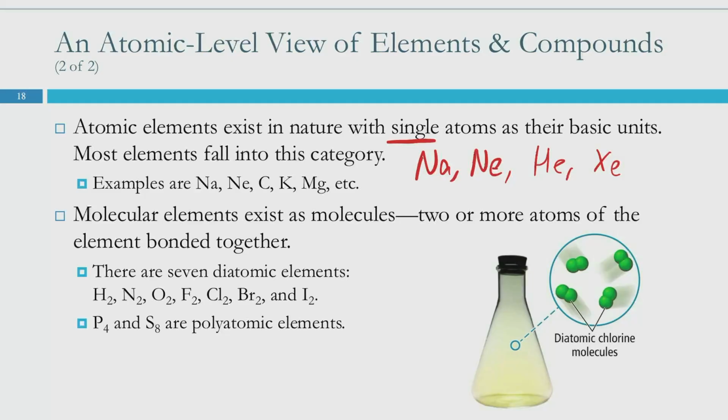However, some of our elements exist as molecules. So their normal state, when you find them out in the wild, they exist as two or more atoms bonded together. We've got 7 that are diatomic elements. The di prefix here meaning 2, so 2-atom elements, diatomic molecules. And we've got others that are polyatomic elements. Polyatomic just meaning more than one. Or more than two, whatever.